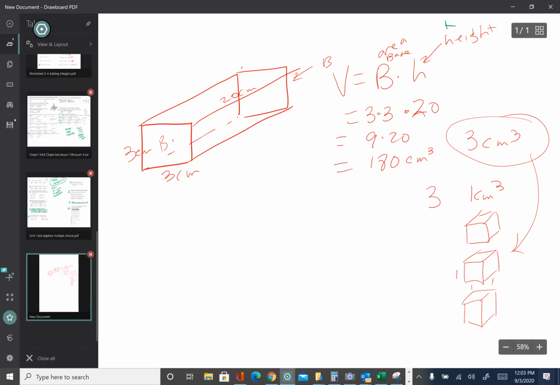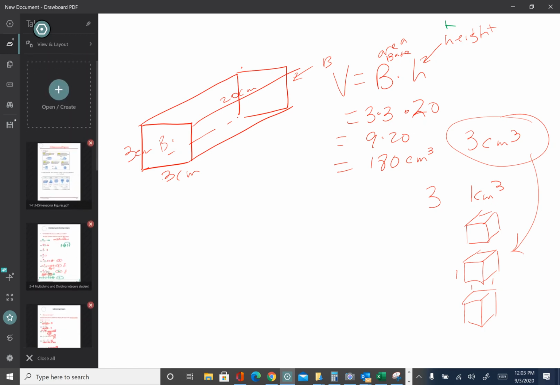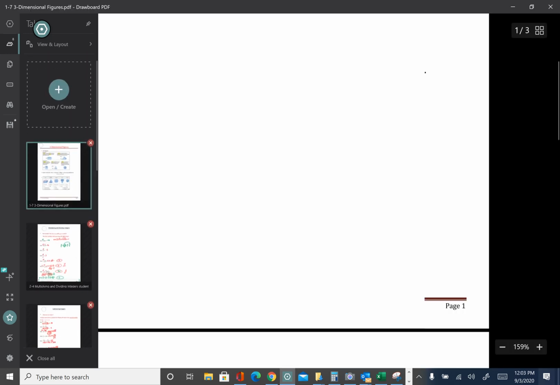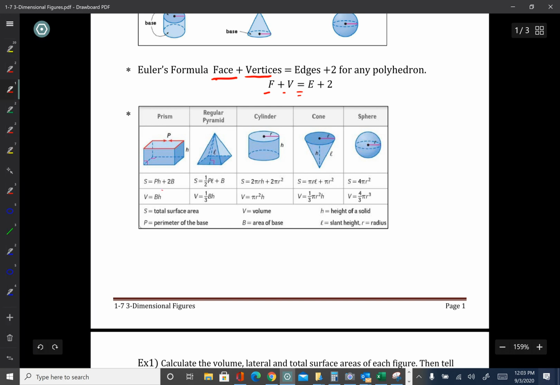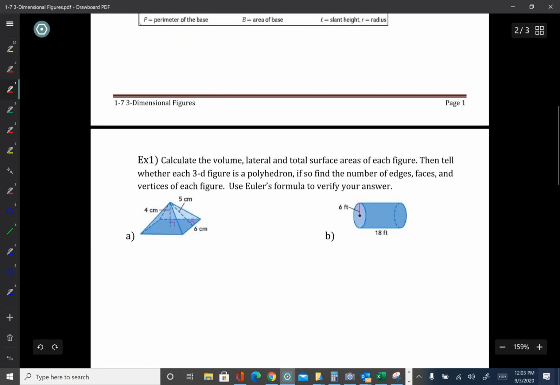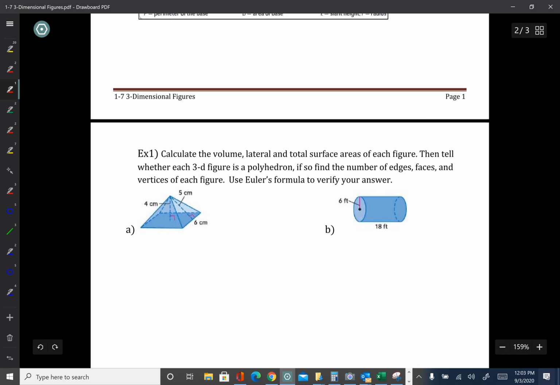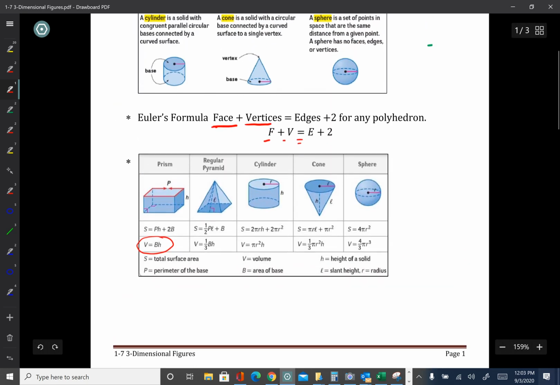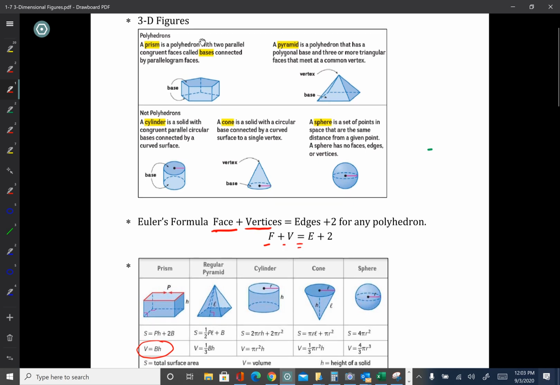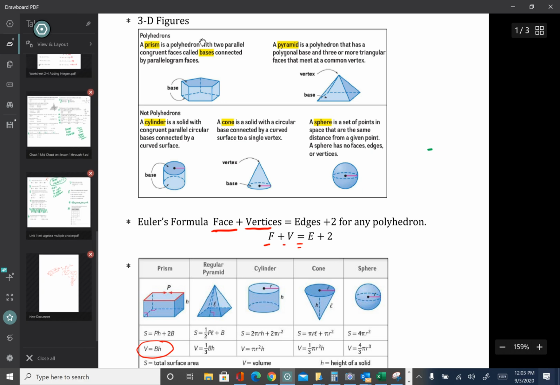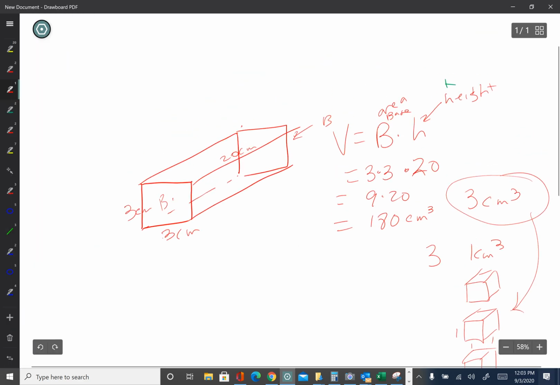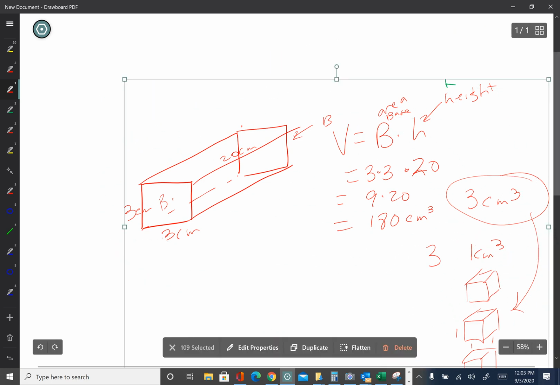So let's go to our notes real quick. So notice we have volume. Volume is big BH. I guess I'll talk about the pyramids real quick first, and then I'll go to these notes. Okay. Pay attention to what I'm about to say. This is important. If I have a square prism, okay.